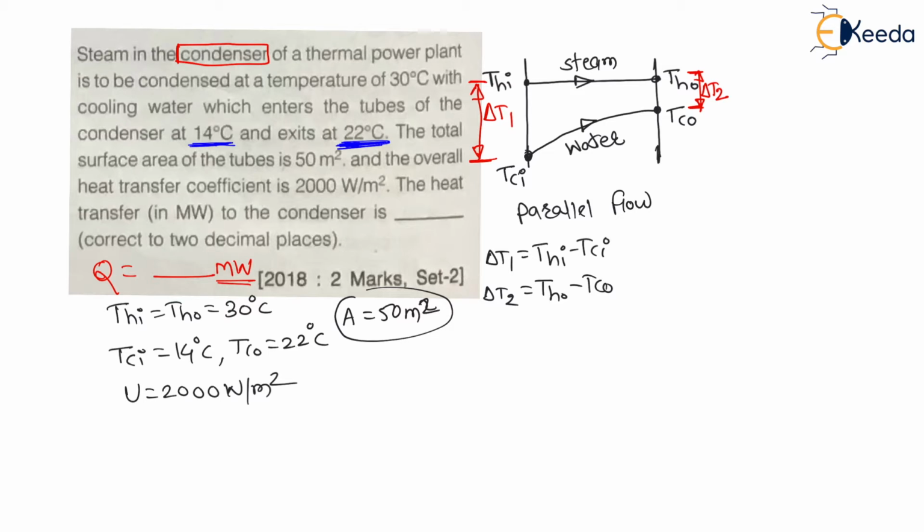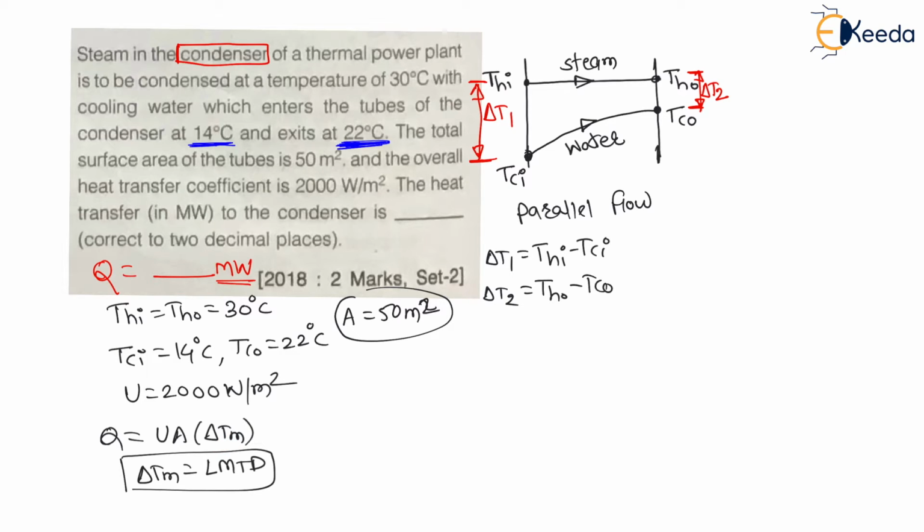Now, my dear students, in terms of the area, overall heat transfer coefficient, and logarithmic mean temperature difference (LMTD), we have a formula to find heat transfer. That is, heat transfer is equal to UA delta Tm, where this delta Tm is nothing but LMTD, logarithmic mean temperature difference, right? So here U is given, A is given. Your target is to find LMTD, that is delta Tm, right?